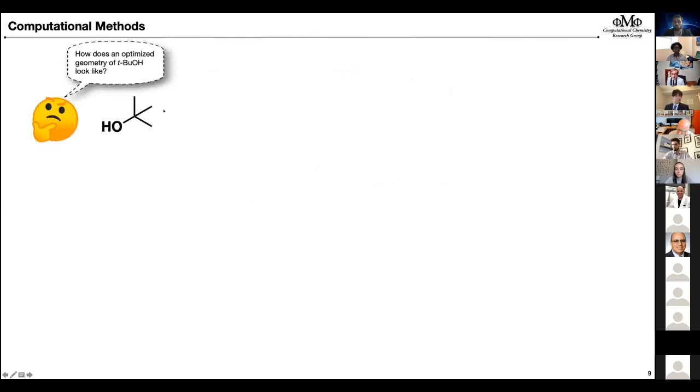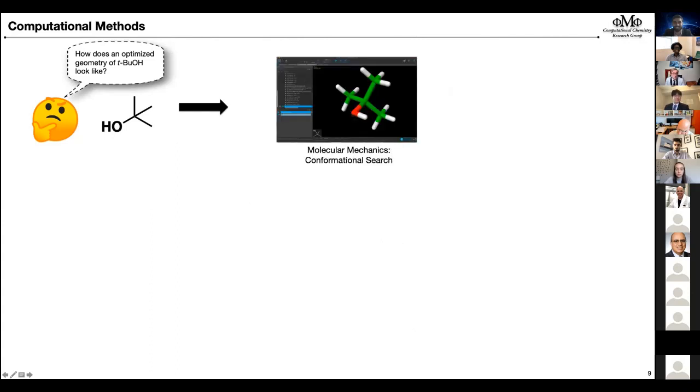How do we go about answering other research questions? Well, this is myself thinking how an optimized geometry of tert-butanol would look. I'm going to use tert-butanol just as an example to demonstrate our computational methods. So we construct a 3D structure of tert-butanol in this program called Maestro, and perform a conformational search, which is based on molecular mechanics. In this step, we can obtain as many conformational isomers of tert-butanol in a relatively short amount of time. And at this stage, we're obtaining geometries of those isomers that haven't reached their local minimum yet.